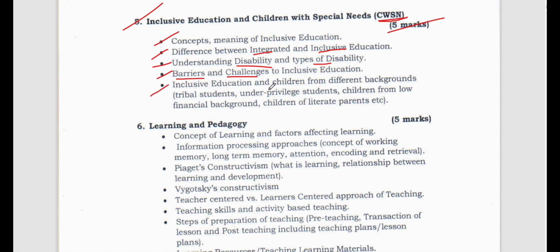Now inclusive education for children from different backgrounds: students coming from tribal families, underprivileged students from BPL family backgrounds, children from low financial backgrounds, children from literate parents. A classroom is a mixture of students from different backgrounds. As teachers we should know how to balance the classroom so that every child feels accepted and nobody is left behind.